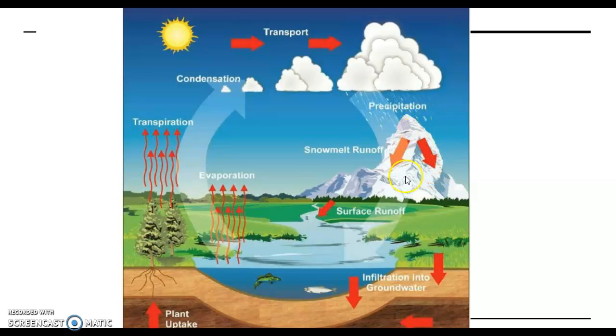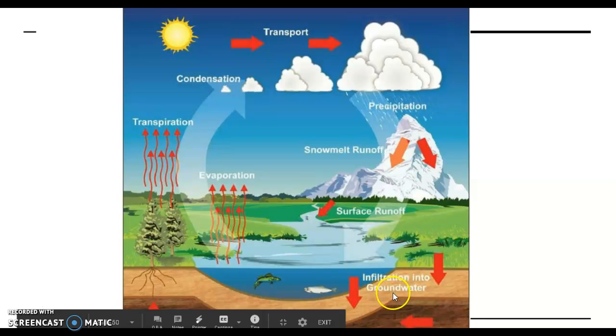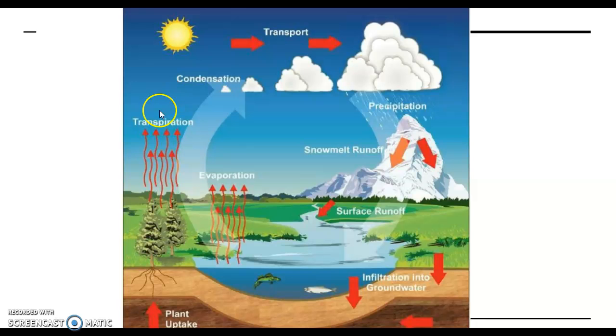And then once it rains, that water can run off. So snow will melt and it'll run off into the ground. Any rainwater will run off into the water in rivers and ponds. And some of that water can get filtered into the ground, where plants will suck it up through their roots. And plants do a process of transpiration, which we'll talk about in a minute, but this is basically evaporation from the leaves. And so the cycle continues.